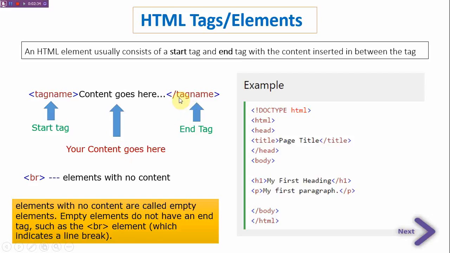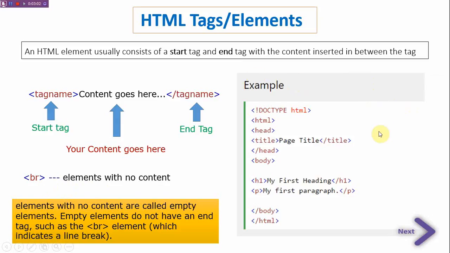Some tags we need to close. Any tag we start in HTML, we need to close. Some tags are called empty tags, which we do not need to close, like the BR tag. The BR tag is a single element. Like when typing in MS Word, when we want to shift to the second line, we use the enter key. In an HTML document, we have to use the BR tag for shifting to the second line.